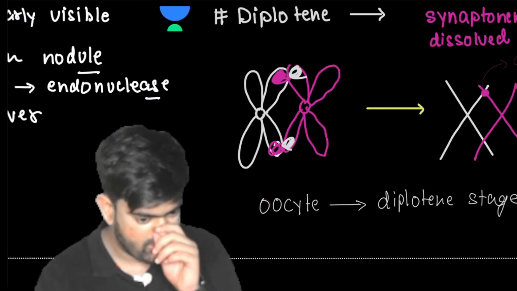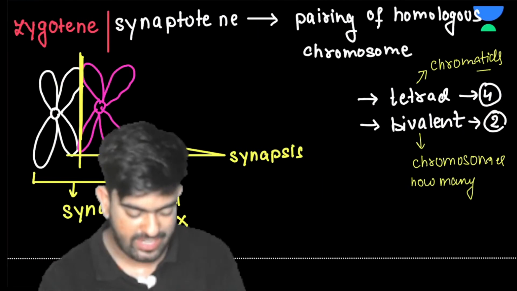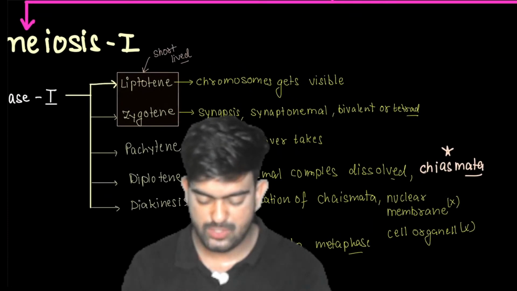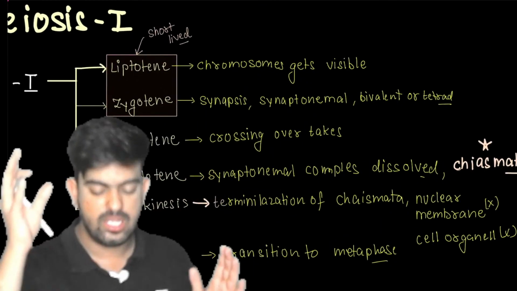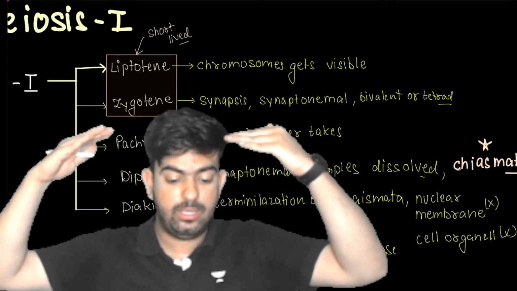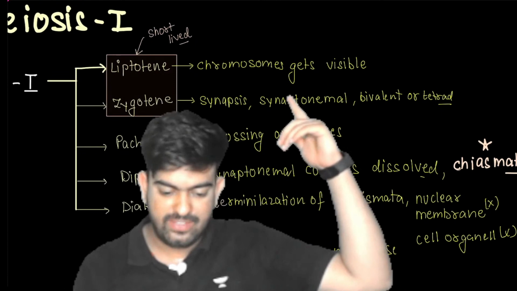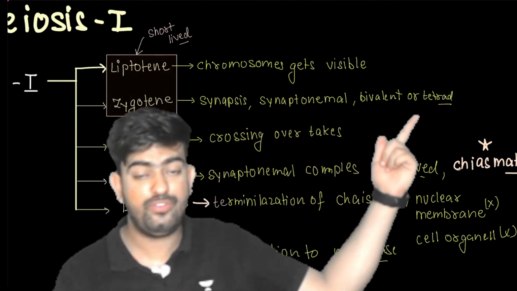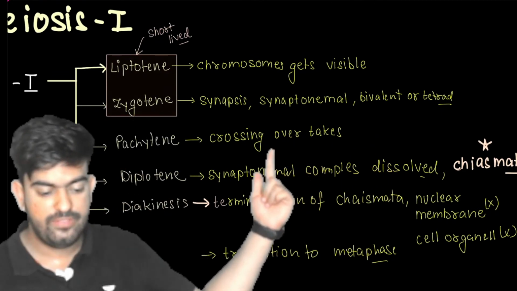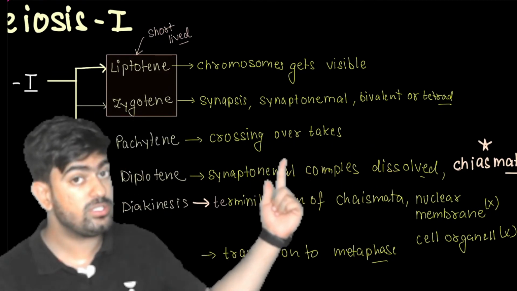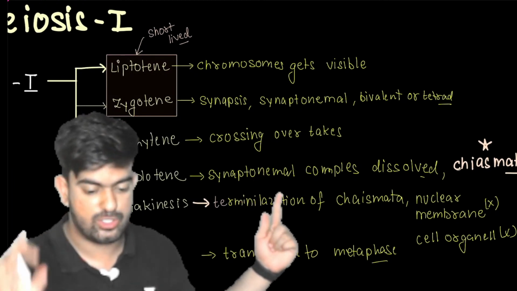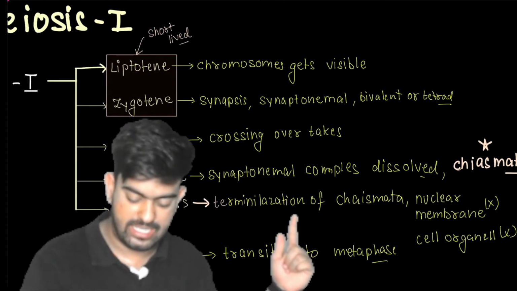Let's quickly see the flowchart which we have made and revise it very quickly. Prophase 1, in leptotene chromosomes get visible. In zygotene, synapsis, synaptonemal complex, bivalent and tetrad are formed. So everything now we know. What is tetrad, what is bivalent, we all know. In pachytene, we discussed crossing over. And in diplotene, the synaptonemal complex was getting dissolved and chiasmata was getting formed.